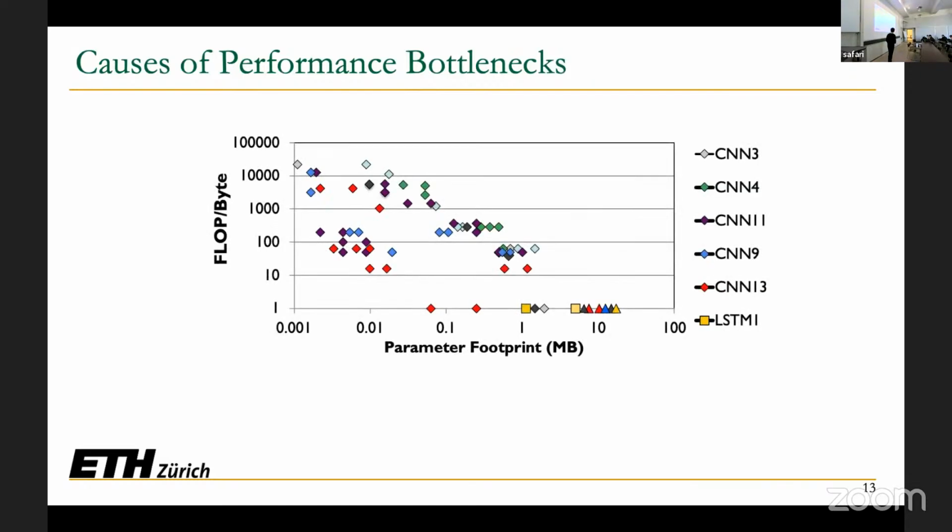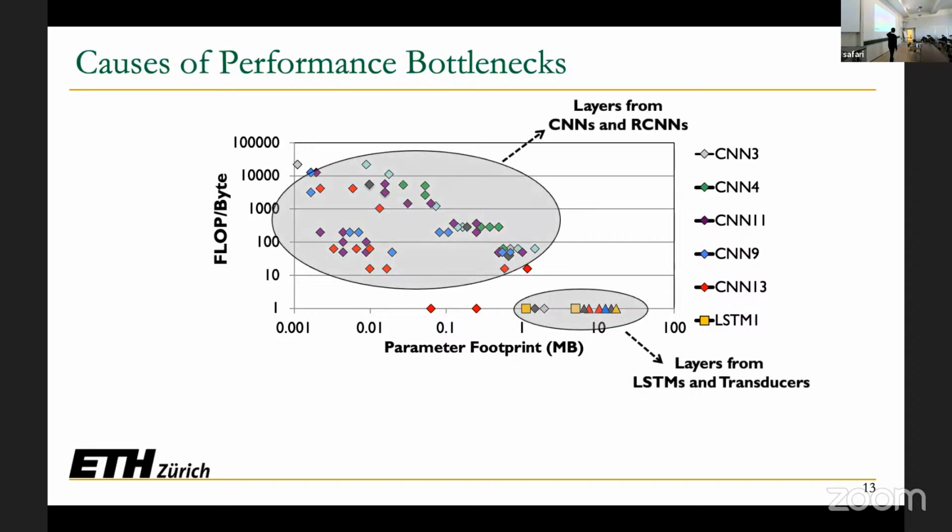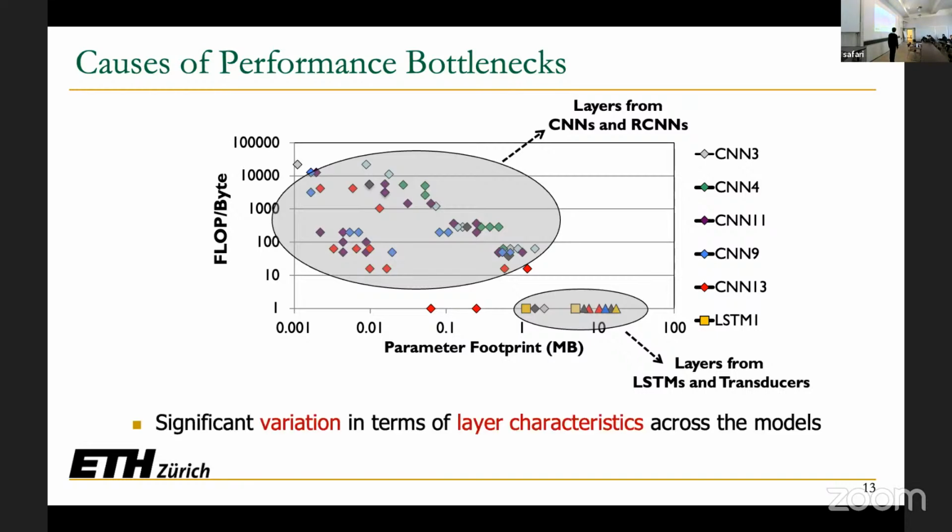Well, we can look at this graph here, which shows the various layers inside the neural network models. The vertical axis is flop per byte and horizontal is parameter footprint. And as we can see, they're quite spread out across the different layers. We can see as well that the CNNs and RCNNs group into some sort of group, and then the layers from the LSTMs and transducers group into a different group. So the takeaway here is that there is variation across the layer characteristics in the models.